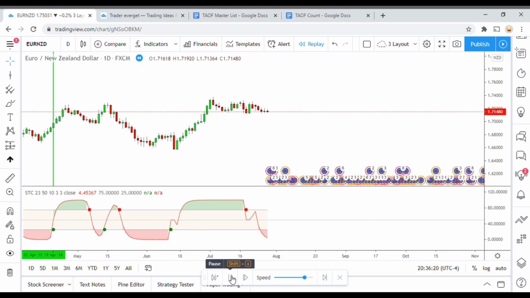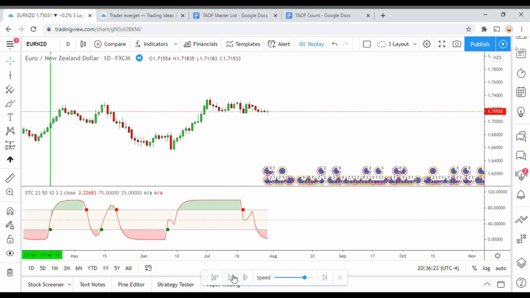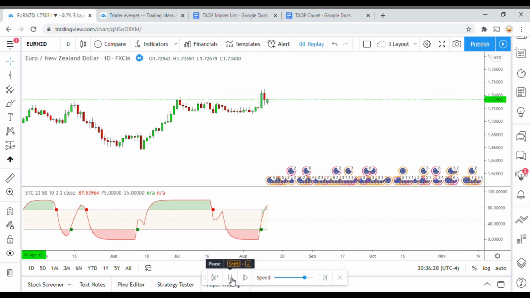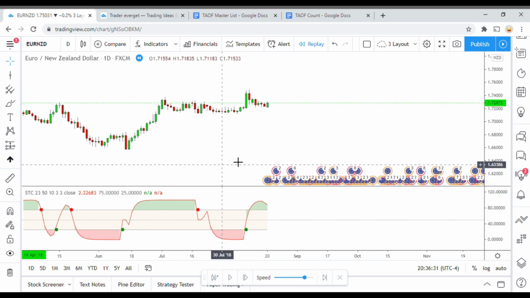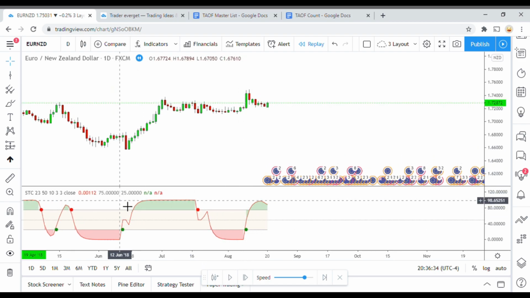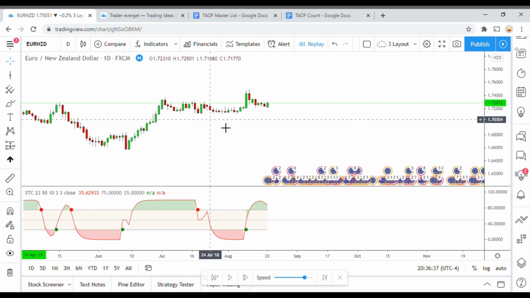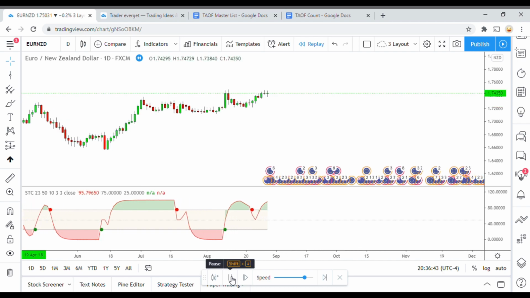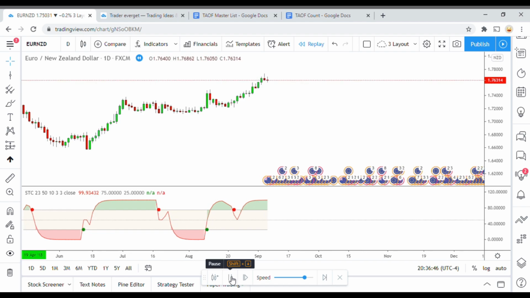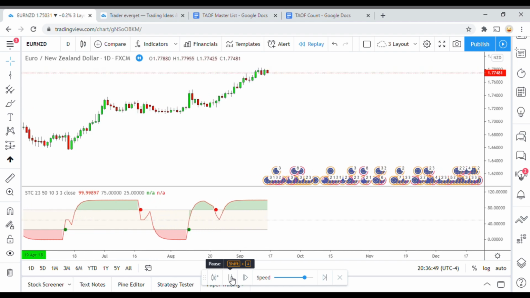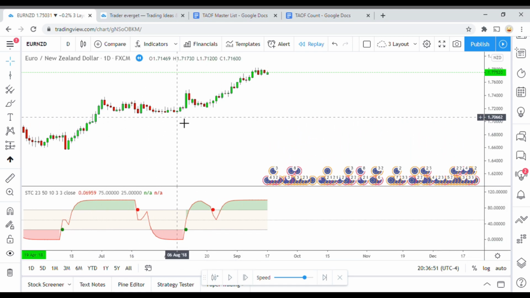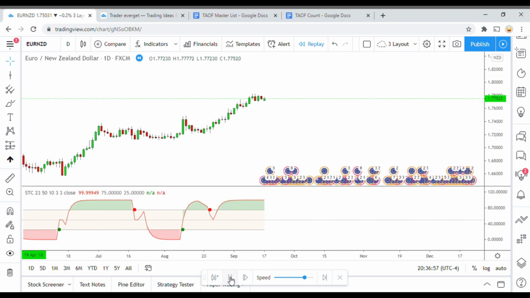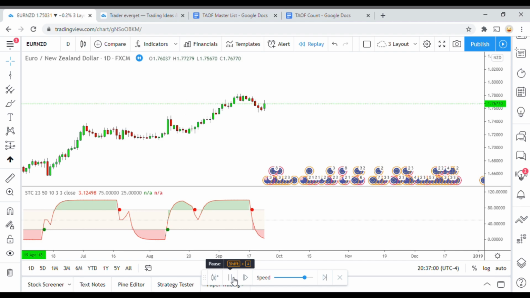Hopefully it doesn't freeze up on me again. That one would not have been a valid entry. That one would not have been a valid entry. It's a shame, because some of these it just barely misses a really good move. That one would not have been a valid entry. I mean, we missed out on all of this movement right here because the timing was just slightly off.